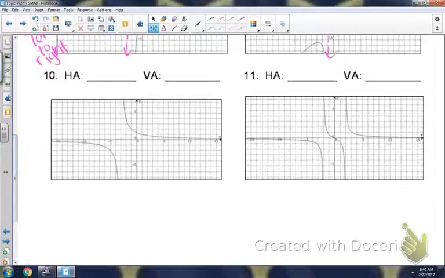Okay, so 10, the horizontal: notice they're both approaching 0, so y equals 0, which is your x-axis. And then, reading it from left to right, it's approaching the vertical line. It crosses the x-axis at -3.